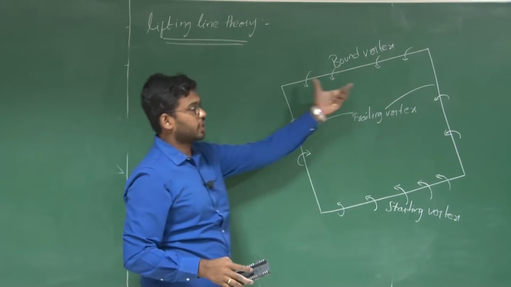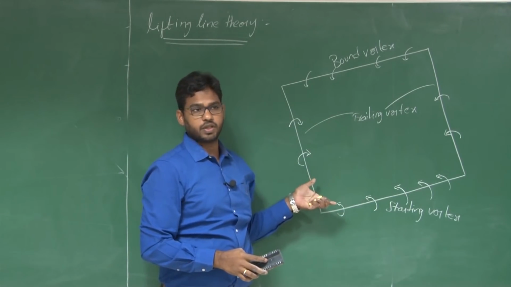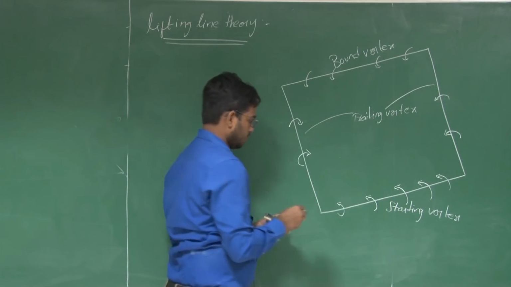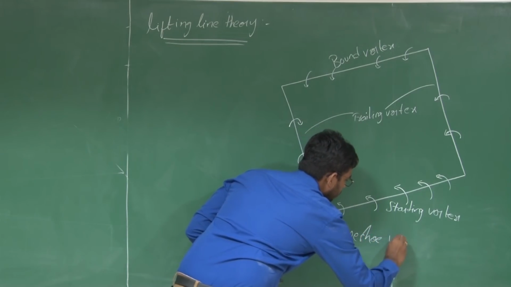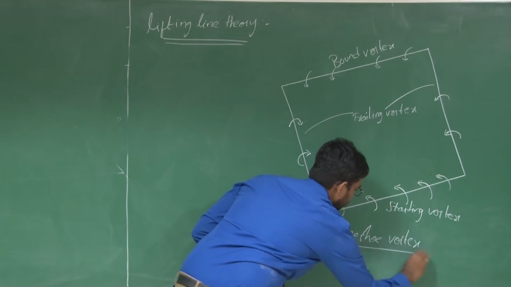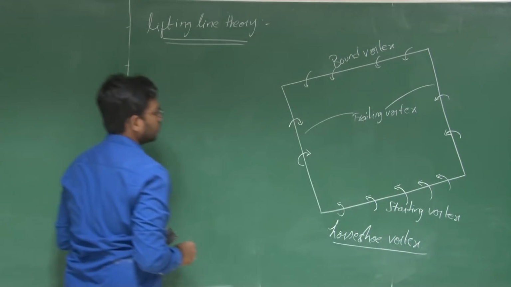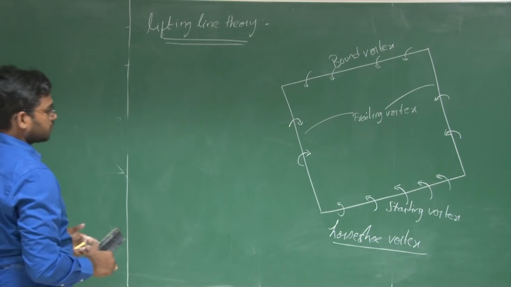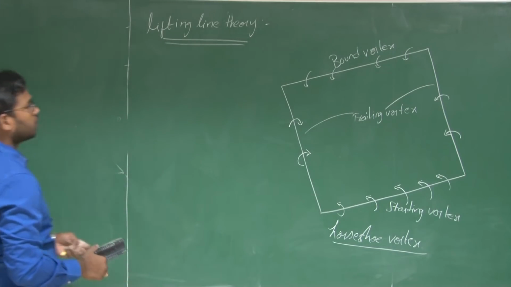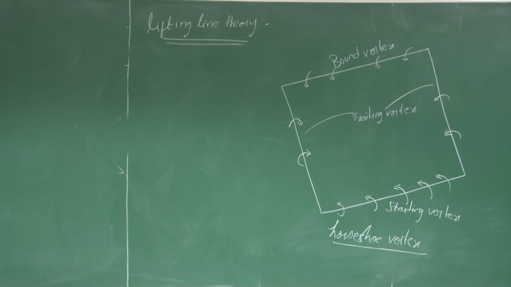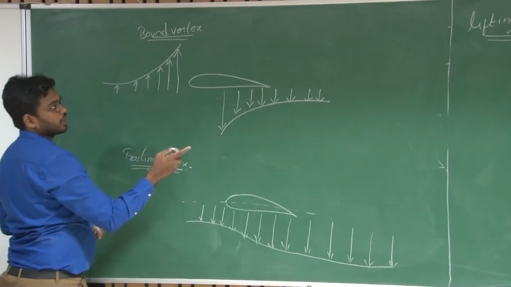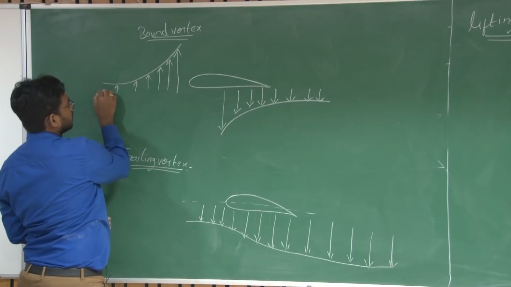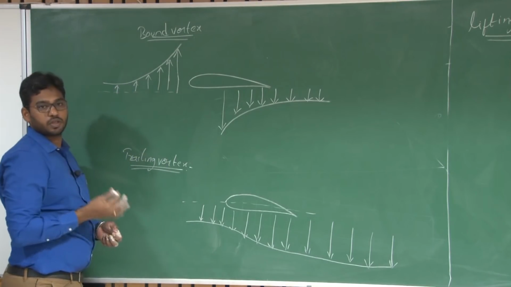So this entire vortex architecture that represents the lift distribution on the wing is known as a horseshoe vortex, right? This horseshoe vortex is used to model the lift along the span, or model the lift of a finite wing. So let us consider this bound vortex, and how it is going to influence the flow over the wing.